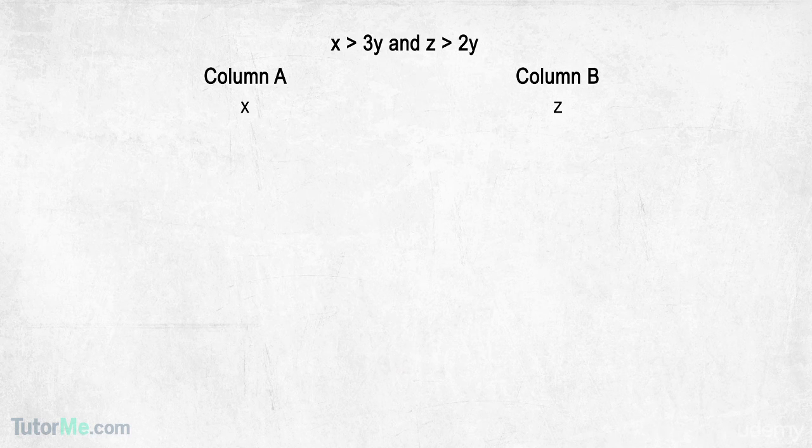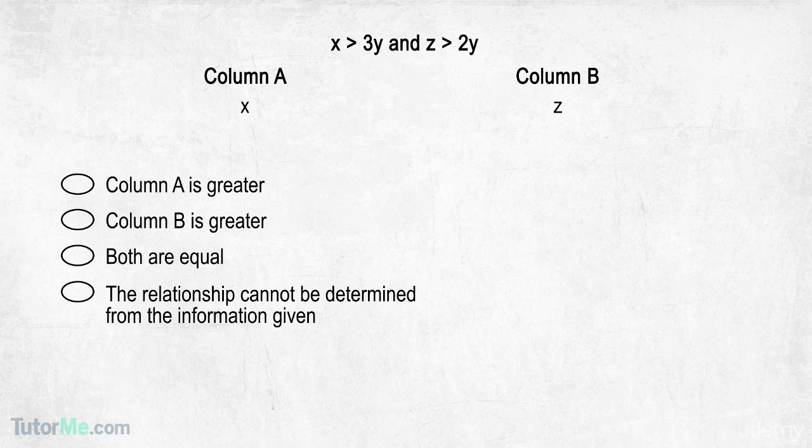Let's try another. X is greater than 3y, and z is greater than 2y. Column A contains x, and column B contains z. What is the relationship of the two quantities? Let's let y equal 0. Substituting it in the original inequalities gives us x is greater than 3 times 0, and z is greater than 2 times 0. We can simplify these to x is greater than 0, and z is greater than 0.